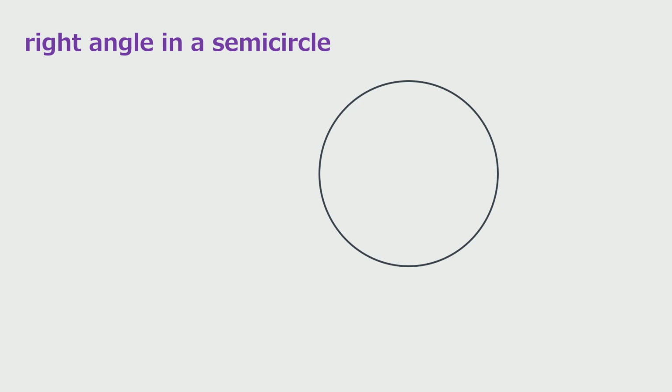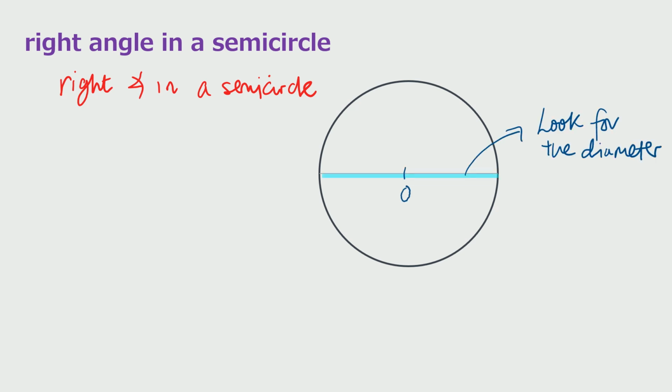Let's look at the third angle property, that is right angle in the semicircle. The short form is this. The first thing to look out for is a diameter. Diameter is equal to 2 radius. It passes through the center of the circle. From the two endpoints of the diameter, we will subtend an arc at the circumference. Look for the semicircle, and from there, that is 90 degrees.